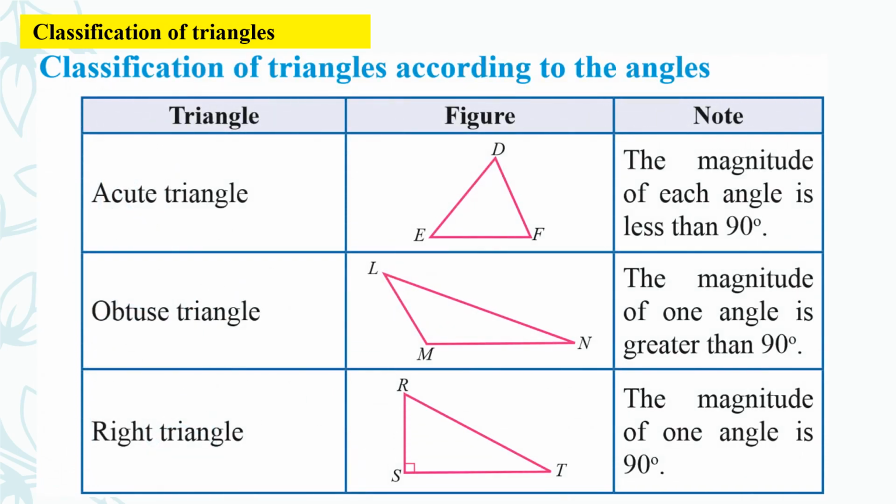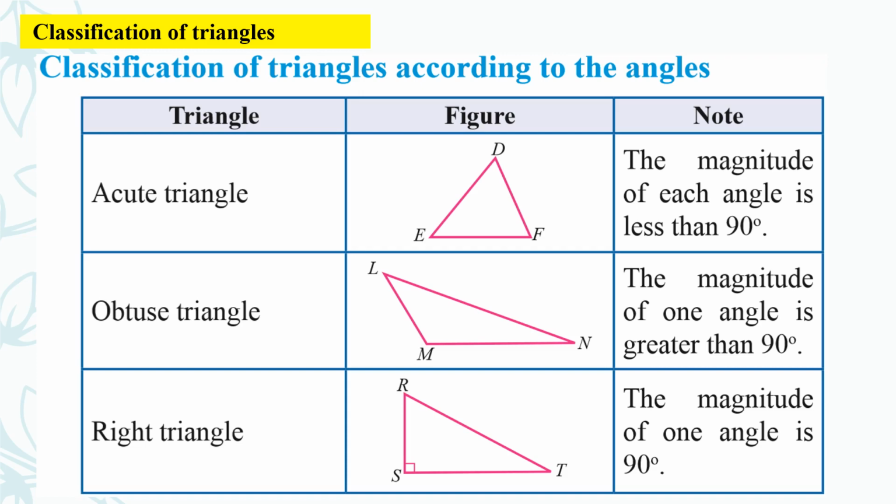And the next classification is, now I am going to classify these triangles into three parts with respect to their interior angles. The first one is acute angled, the second one is obtuse angled, and the last one is right angled. So acute angled means the magnitude of each and every angle is less than 90 degrees, or otherwise we can say all the interior angles should be acute angles. That type of triangles are called acute angled triangles.